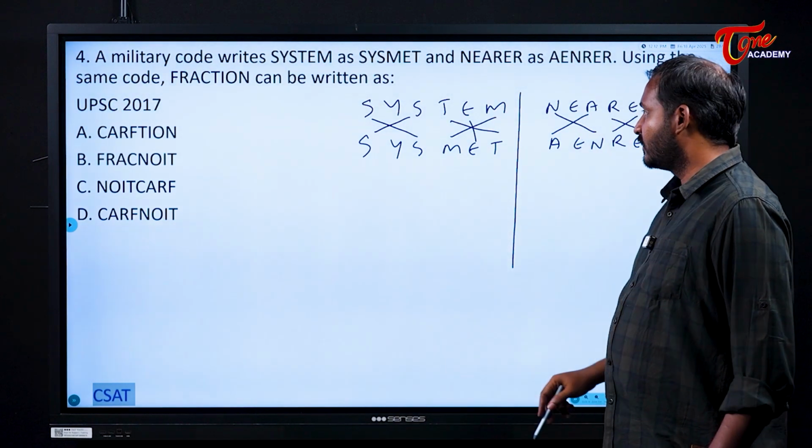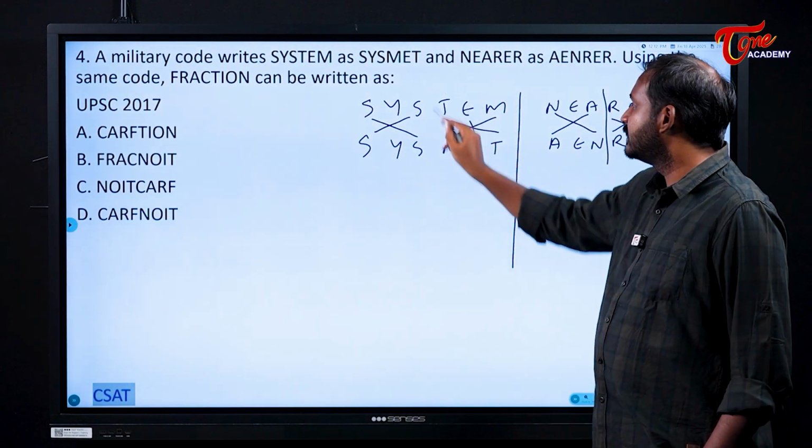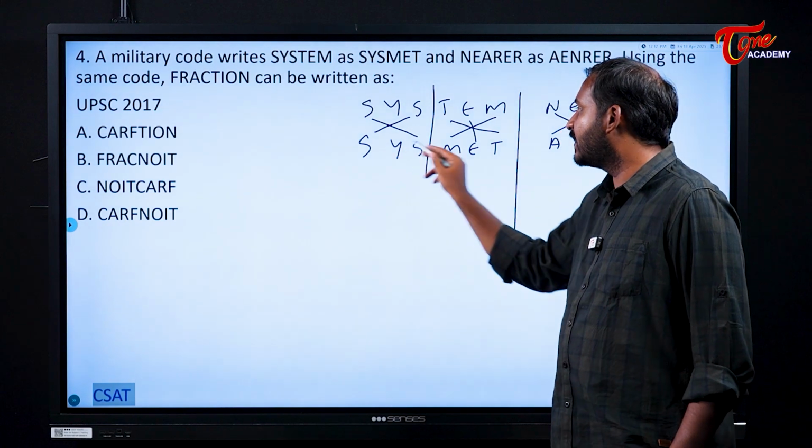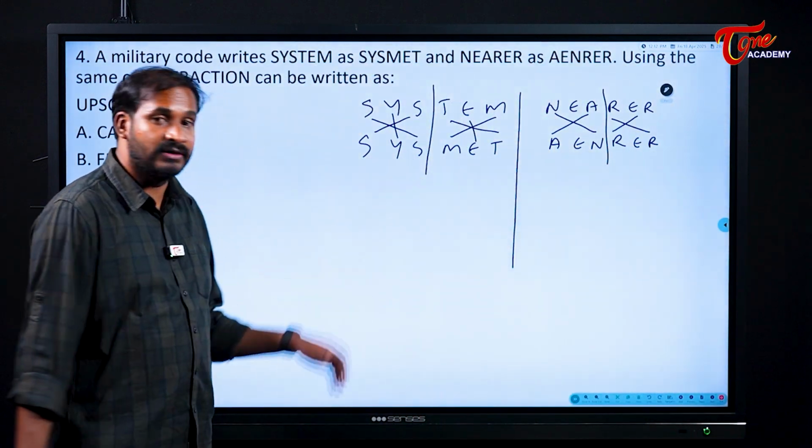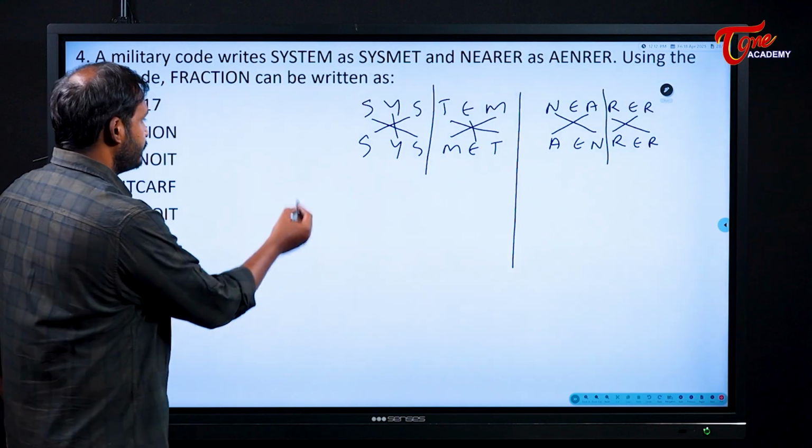They have shifted this one also. They made it into two equal parts and then written them in the reverse order. Just to confuse you, you have chosen the words in this manner. Now, fraction.